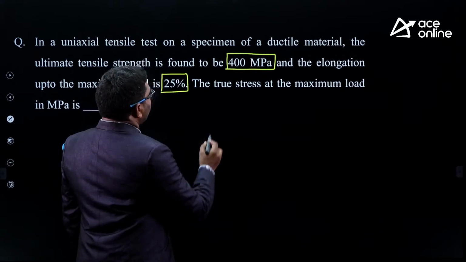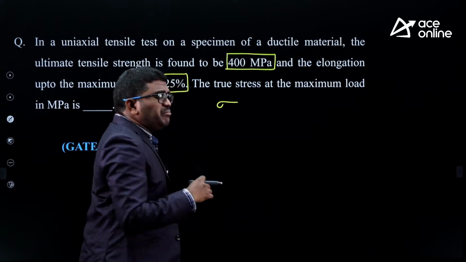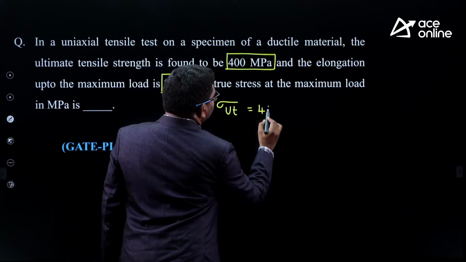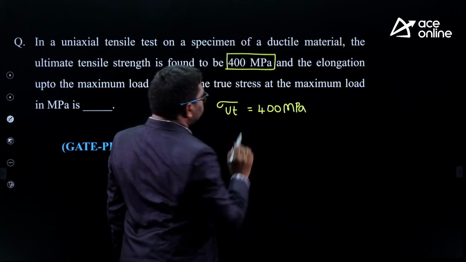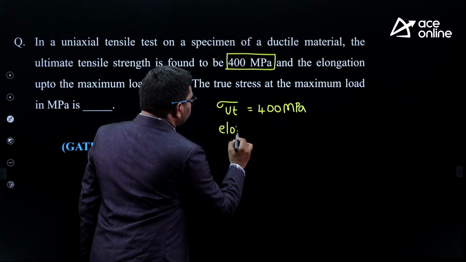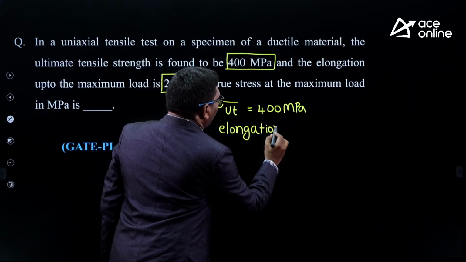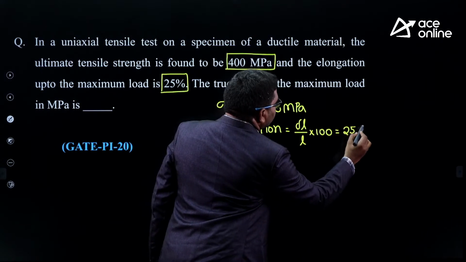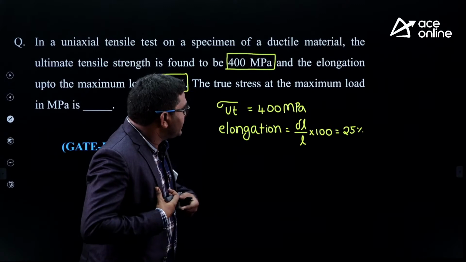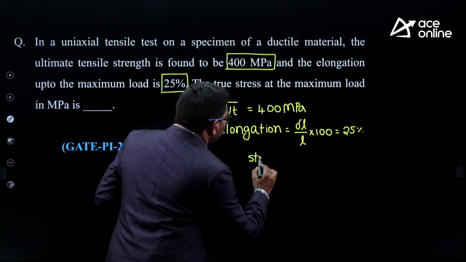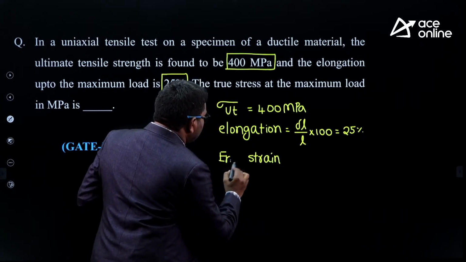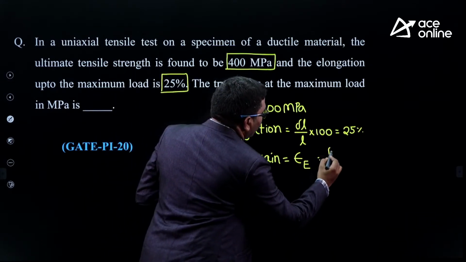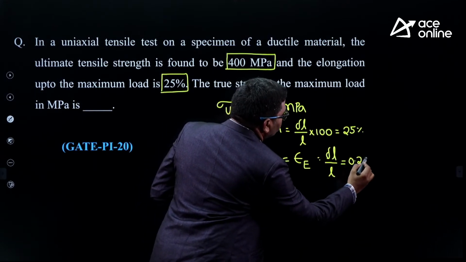So, in the question it is given, ultimate tensile strength is nothing but the maximum stress in the stress strain curve, that is 400 megapascal. In the question, elongation is given. Elongation is delta L by L into 100, that is 25%. So from this I can take elongation as an engineering strain. That engineering strain epsilon E is equal to delta L by L, that is 0.25.